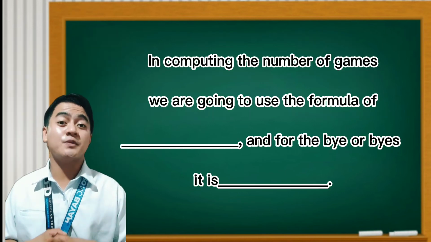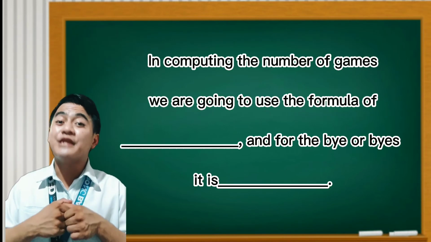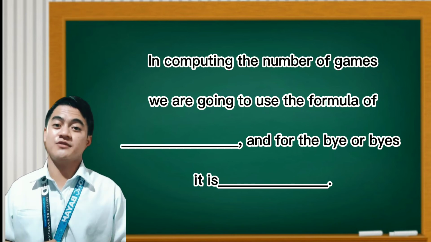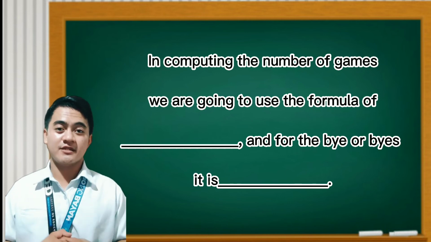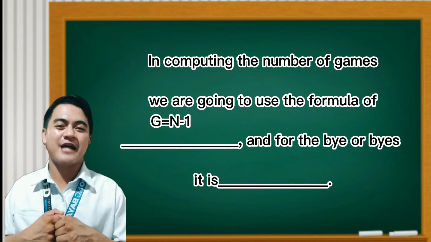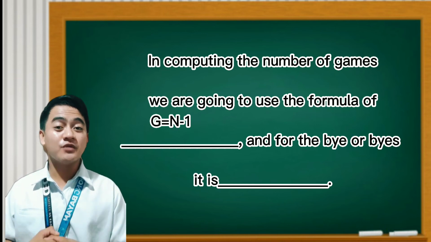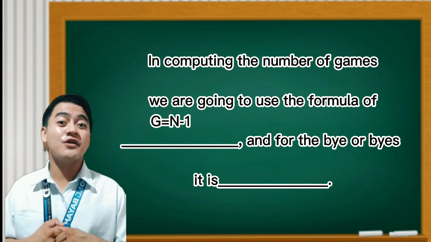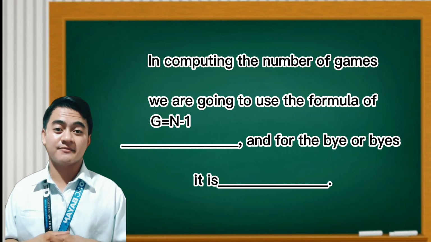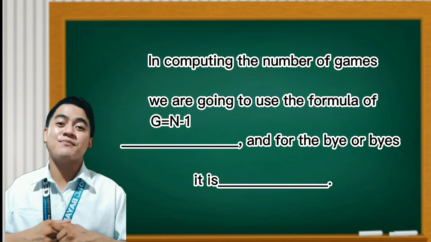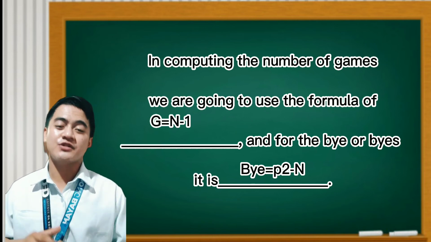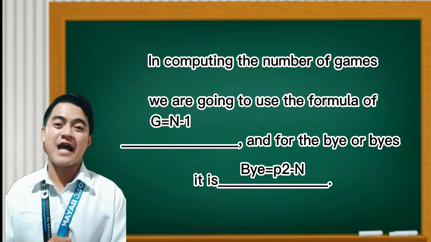In computing the number of games, we are going to use the blank. So what is the formula that you are going to use? Yes, Prince. Yes, that is G equals N minus 1. You got a correct answer. Next, in computing the number of byes, we are going to use what? Yes, you raised your hand, Aldrin. Yes, correct, that is B equals 2 to the power of k minus N. So, you got a correct answer.